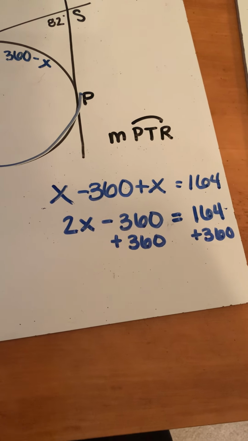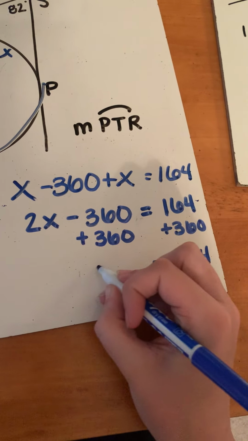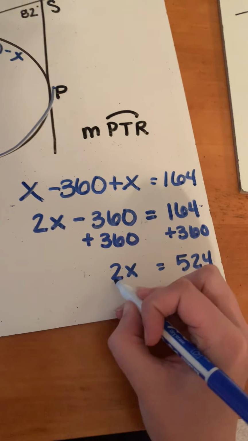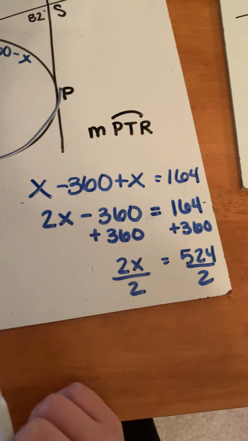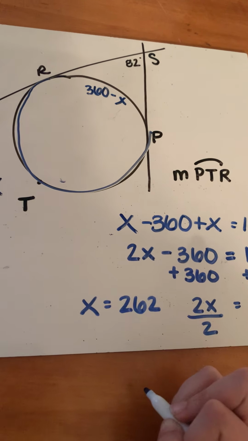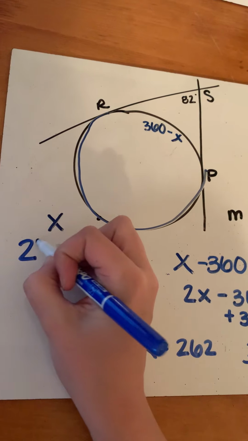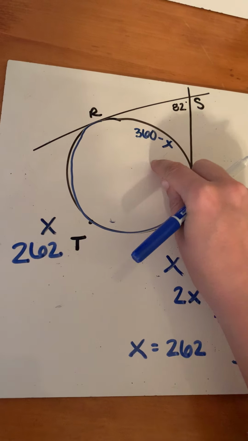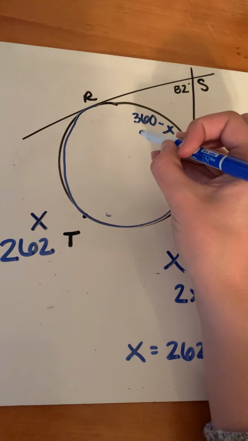164 plus 360 is 524 equals 2x. Divide both sides by 2. And x would be 262. So PTR x is 262. If we wanted to, we could find this angle right here. 360 minus 262 is 98.